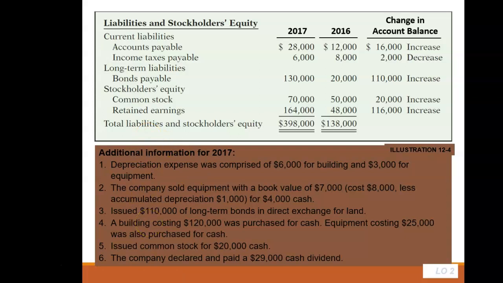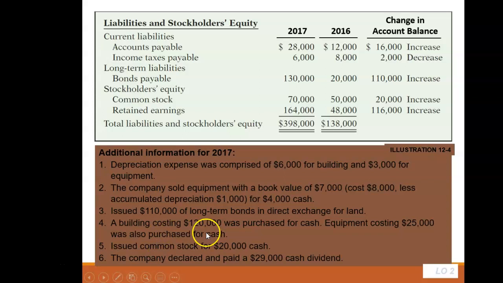They said that the amount for depreciation expense was comprised of $6,000 for the building and $3,000 for the equipment. We sold equipment with a book value of $7,000 that cost us $8,000 less $1,000 of depreciation. We sold it for $4,000 in cash. We issued $110,000 of long-term bonds in direct exchange for land. So that's a non-cash activity.